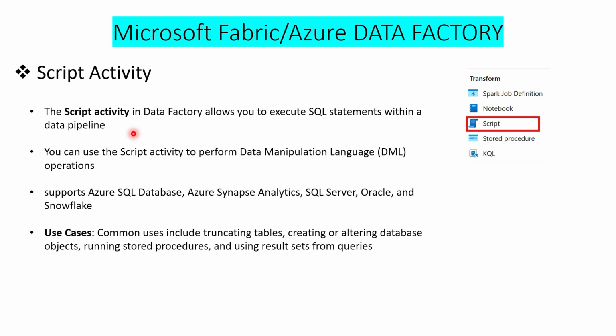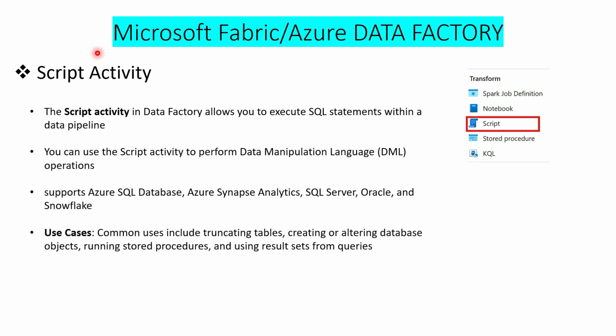Now let's get started. A script activity in Data Factory allows you to execute SQL statements within a data pipeline activity. You can use a script activity to perform data manipulation language, for example DML: update, delete, insert. Like this you can perform using this script activity. It supports Azure database, Azure Synapse Analytics, SQL Server, Oracle and Snowflake as well.